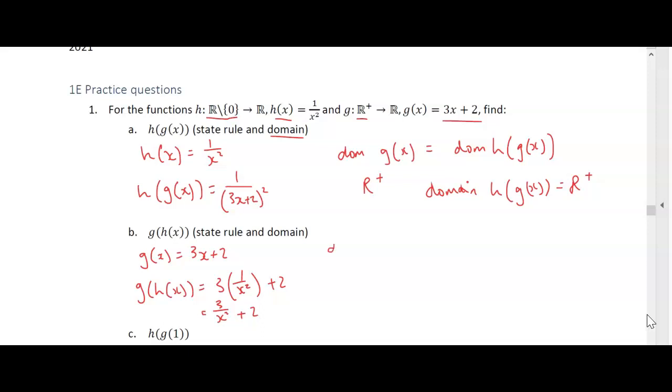Now our domain. For this one, the domain of g of h of x is equal to the domain of whatever is in the middle, so h of x. And the domain of h of x is any real value excluding 0.